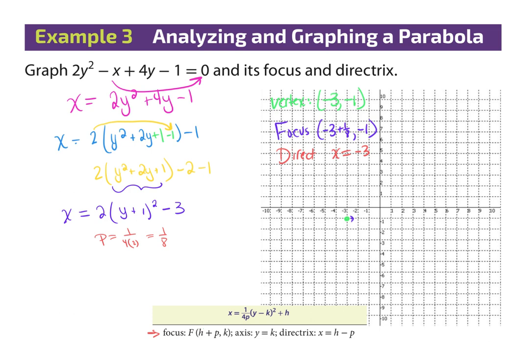And then minus p, my p was 1/8. So negative 3 and 1/8 is my directrix. It's going to be right here.